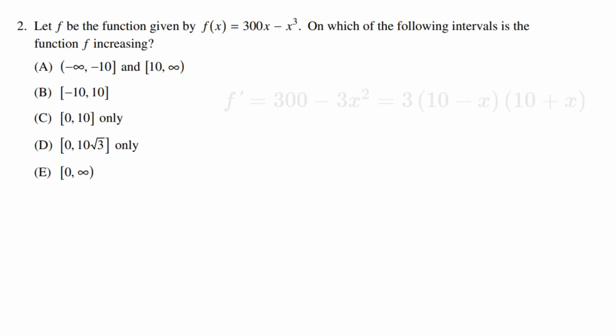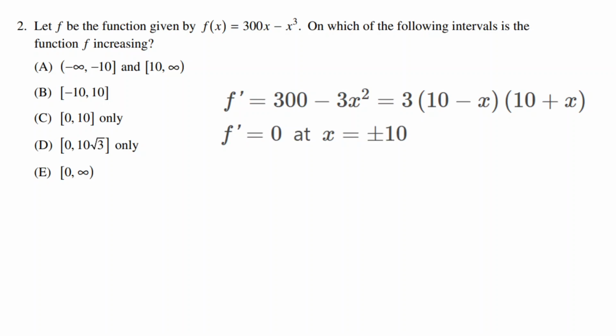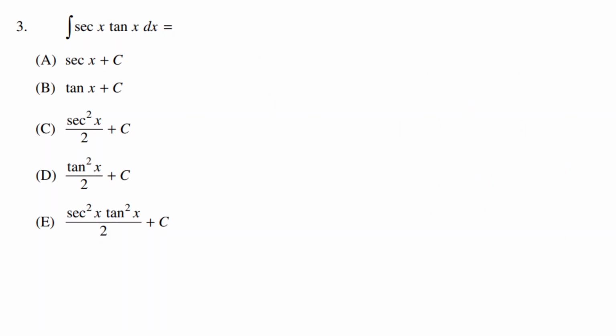300 minus 3x squared. We factor it and find when it equals 0. We make a sign chart and test the values. F prime is positive between negative 10 and 10, so the answer is B. 3. Secant x tangent x is just the derivative of secant x, so our answer is A, secant x.